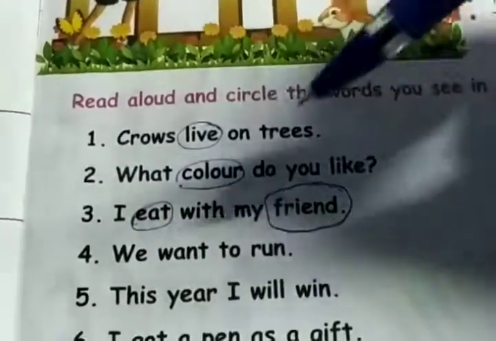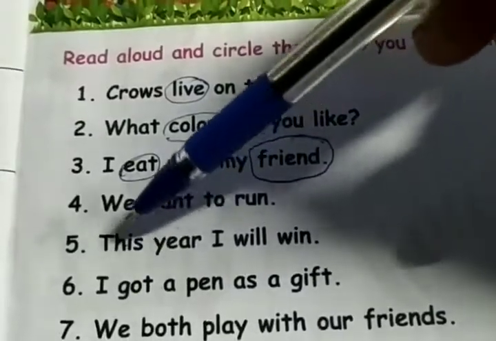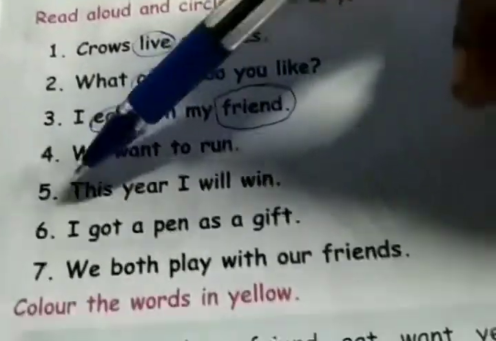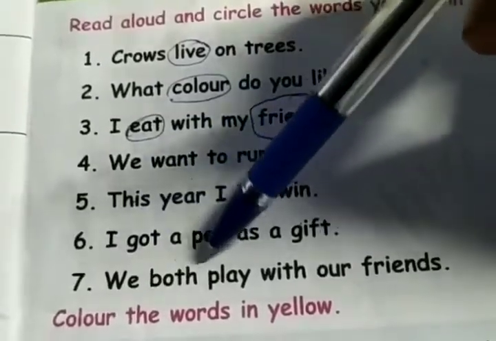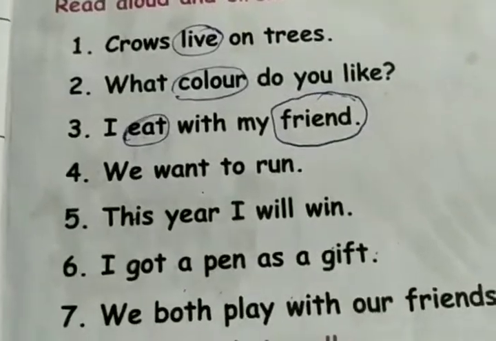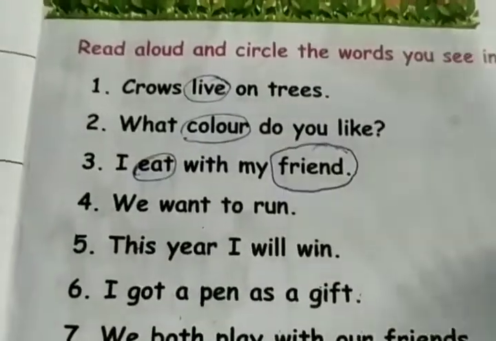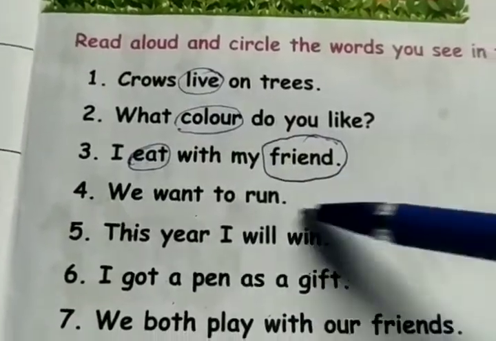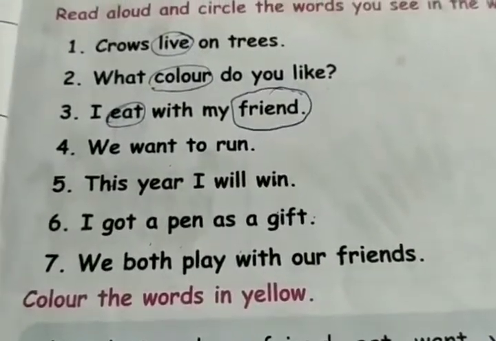Okay. Then we want to run. So we want to. And next, fifth one, this year I will win. Sixth, I got a pen as a gift. Seventh one, we both play with our friends. So you want to circle all the words that we found in the word wall. Okay, so you need to find the word wall words in the sentences and circle them. Okay, that is homework. And then colour the words in yellow.